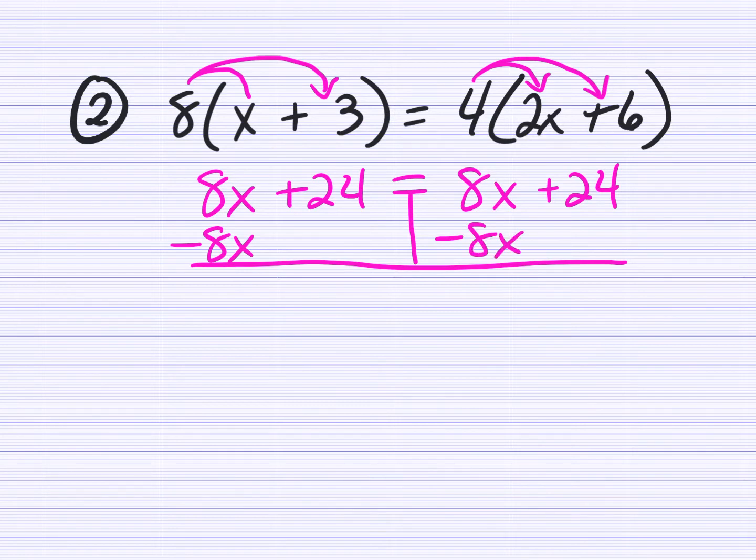Now, on the left-hand side, positive 8x and negative 8x cancels out. On the right-hand side, positive 8x and negative 8x cancels out. So, from now on, if I write an x anywhere, I am now wrong. Okay, all the x's are gone. I cannot write any more x's. So I'm just going to bring down what I have. On the left-hand side, a positive 24. Bring down my equal sign. And on the right-hand side, a positive 24.